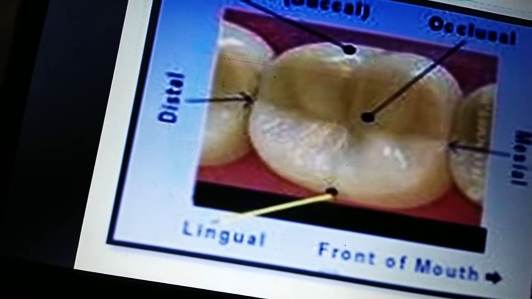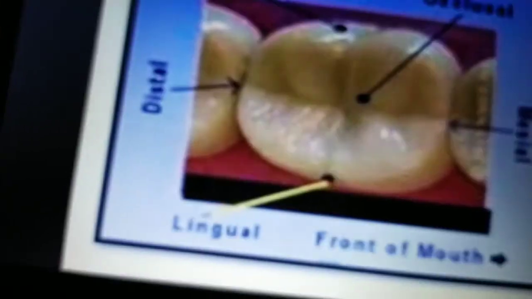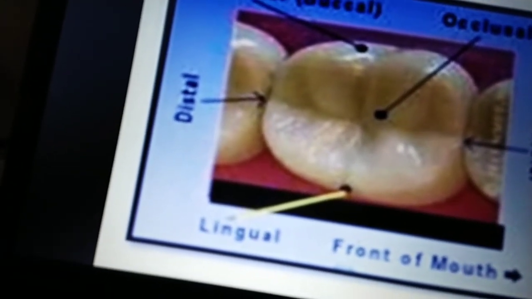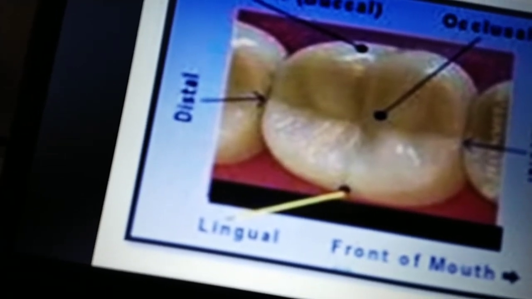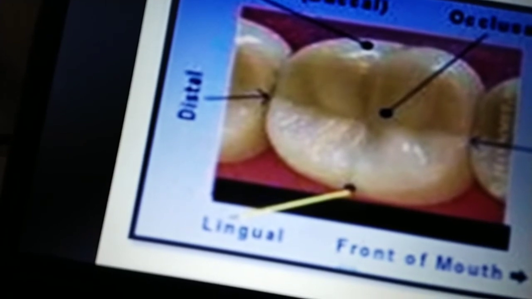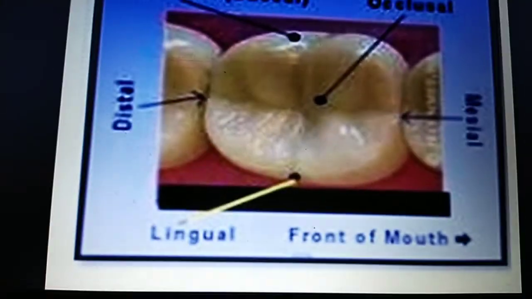Then the crown can be anatomical crown and clinical crown, and roots can be anatomical roots and clinical roots, and the deciduous. What is meant by deciduous? This is about the anatomy of the tooth. Thank you very much.